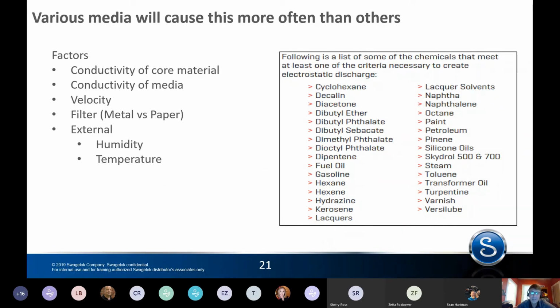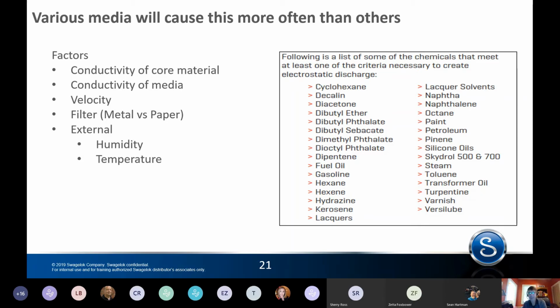When that happens, it's very similar to shuffling your feet across the carpet and reaching for the light switch. You get a shock. When that shock happens in a Teflon core hose, it has a lightning bolt shoot through the core, creating a hole, and that's now a leaky hose. Different media have more likelihood of this happening.